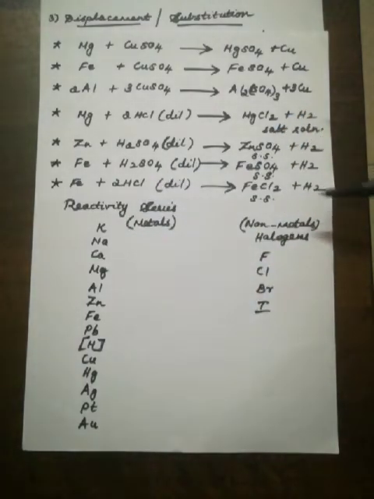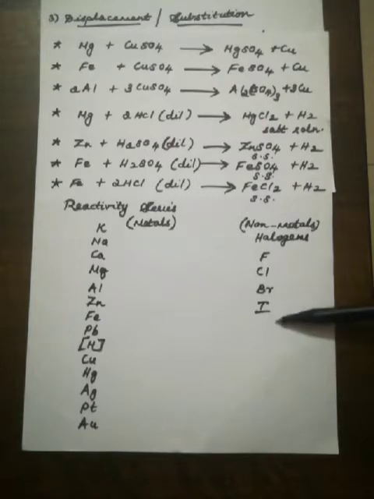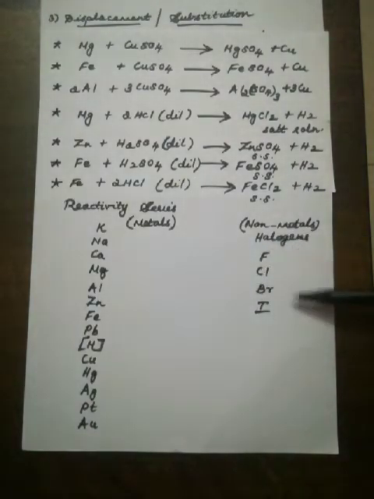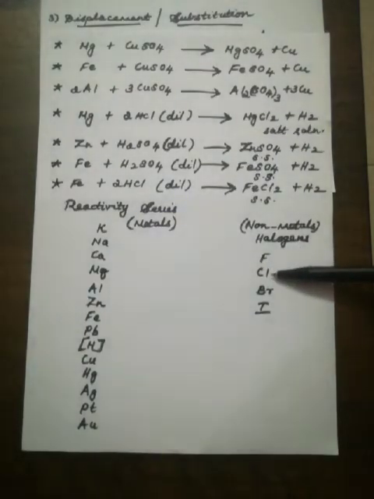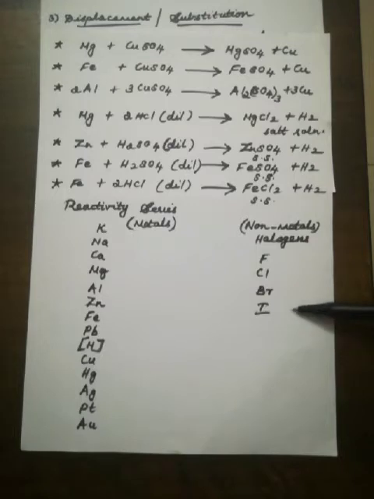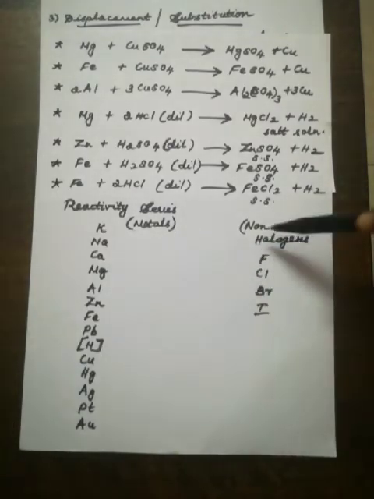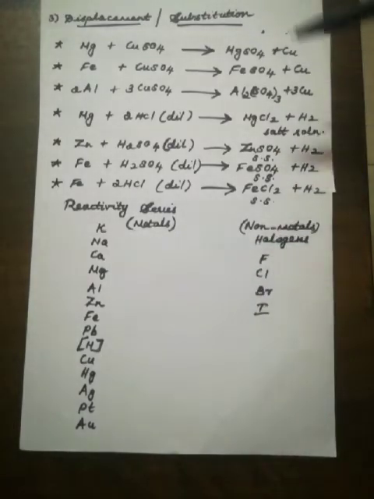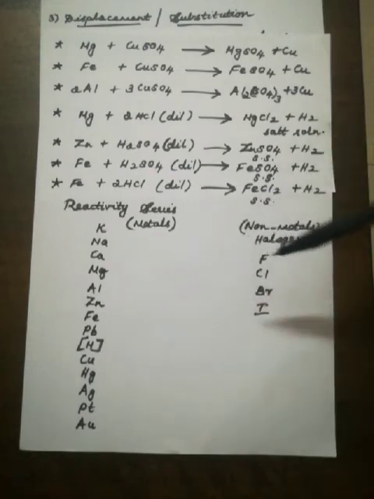Likewise, for non-metals, for halogens also we have a reactivity series. That is, fluorine comes first, then chlorine, bromine, iodine. The same order in which the elements are arranged in the periodic table, you have to follow here. So fluorine is more reactive compared to iodine, because based on this we are going to see how the metals are displaced in the displacement reaction.